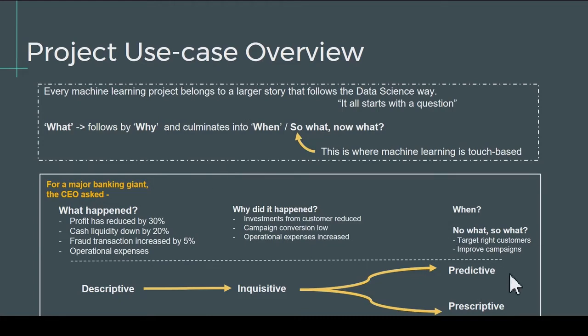We essentially miss out on looking at what happens before that. If we understand what happens before that, we actually get a broader perspective of the solution that we are trying to solve. So that's a high level overview for the project use case. Let's move on to define the problem statement.